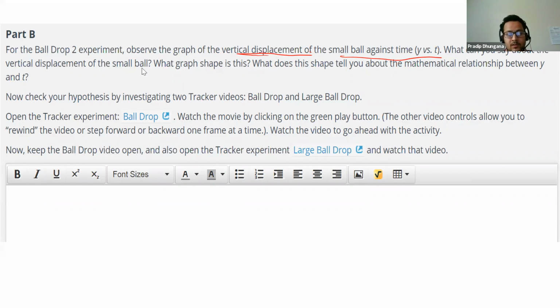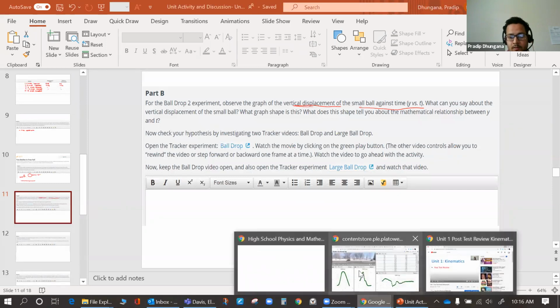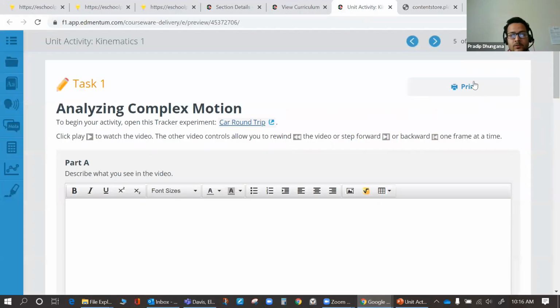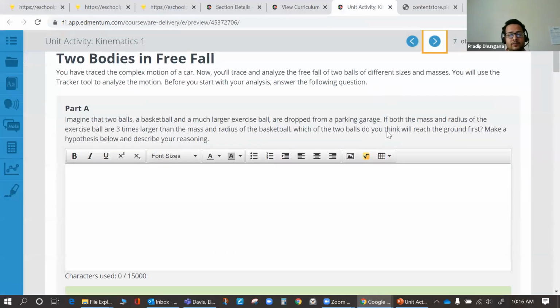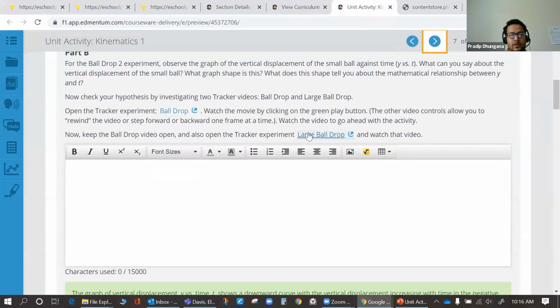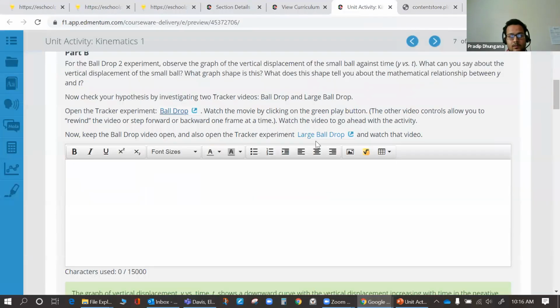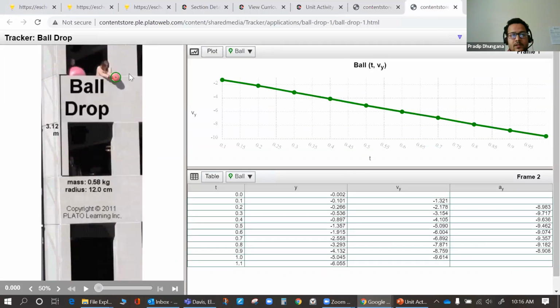Okay, now let me go back again. Okay. So we are here, go back. We don't need that information. Okay, unit activity. So we have already completed those parts. Okay, now we are here in two bodies in a free fall. Okay, let me go and open the tracker. Okay, we didn't need this one. I'll just close it so that we'll not have any confusion. This one we'll need, and then larger ball drop. Okay, that's the only thing we need. So is this small or larger ball? Let me see. This is the small ball, and then we'll need this graph.